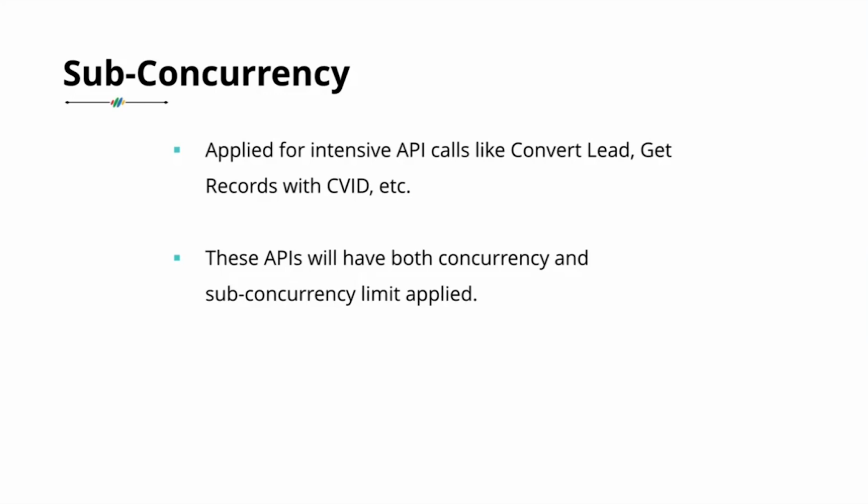So let's say you're making a convert lead API call. When you're making that, you will have 2 limits applied. One will be the concurrency, which is the base concurrency, and the other one will be the subconcurrency. The subconcurrency for all the editions is 10, which means we have a set of APIs for which subconcurrency will be applied. If you're using those APIs, you can make 10 of those requests concurrently, provided it is under the concurrency limit for your application.